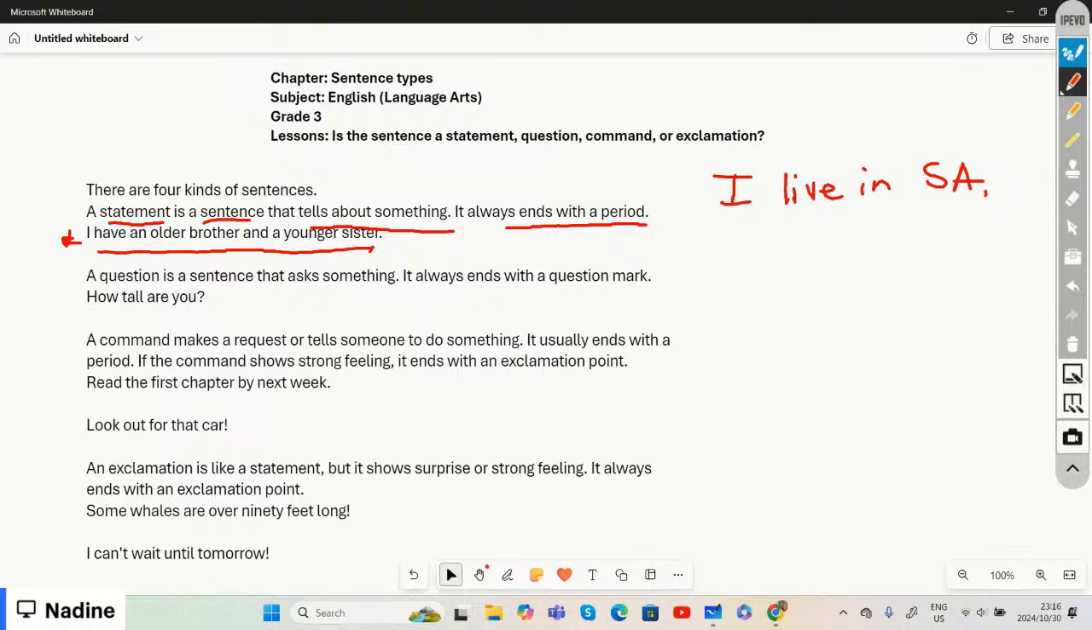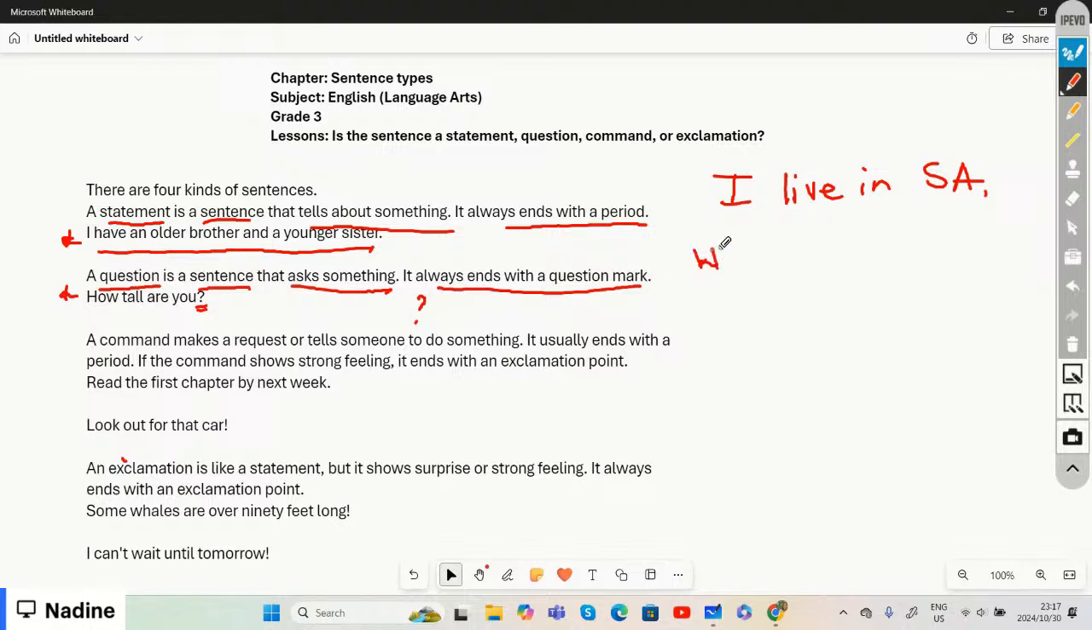Then we have a question. The next different type of sentence is a question. A question is a sentence that asks something and is asking you about something. And when it comes to a question, right, it always ends with a question mark. It always ends with this sign, which is a question mark. If we look at an example, we can say, how tall are you? And it ends with a question mark.